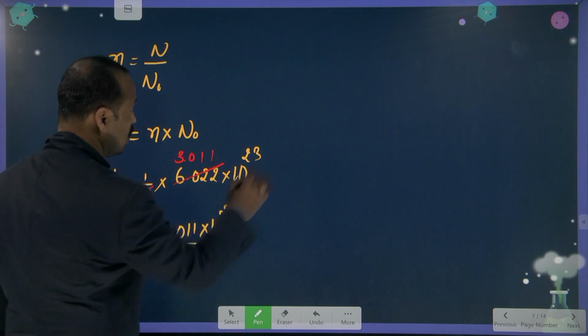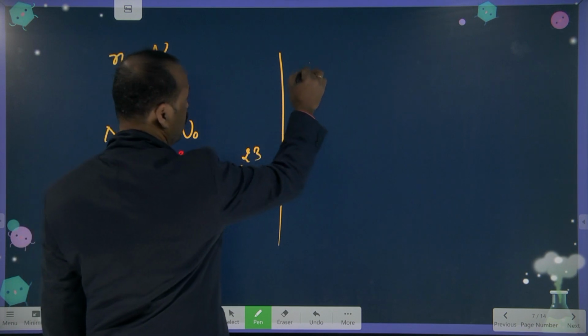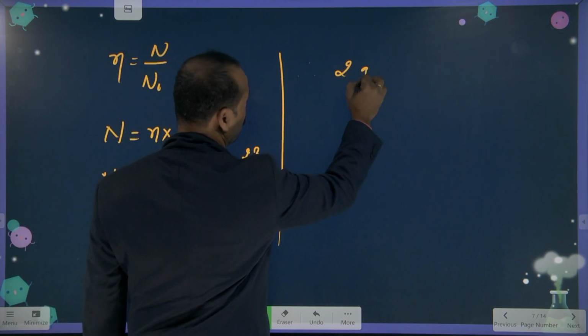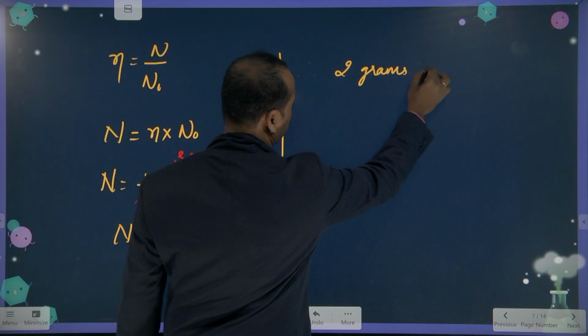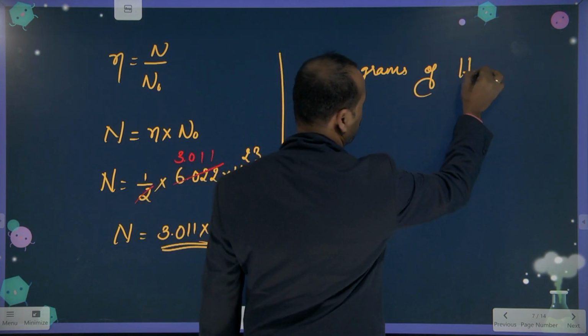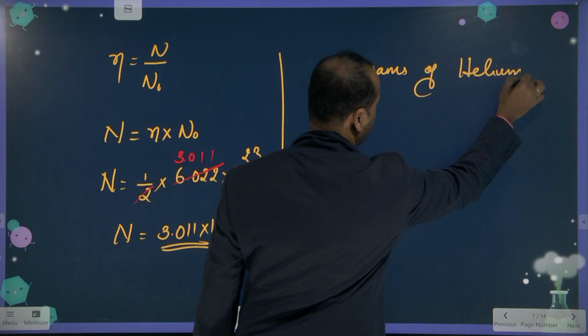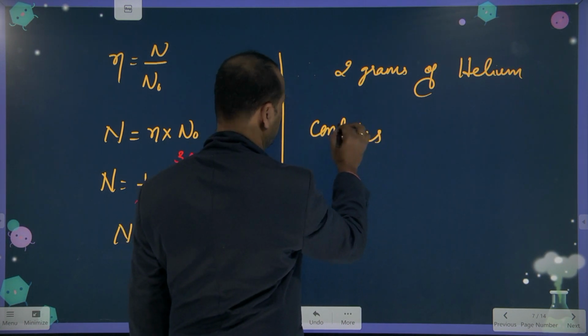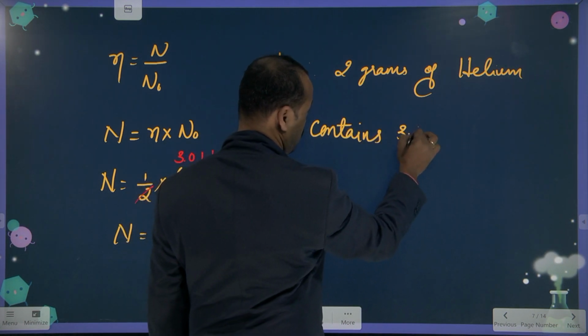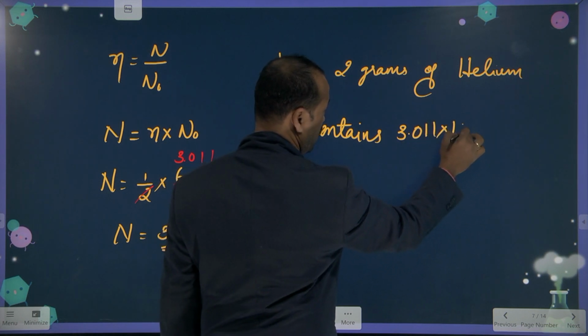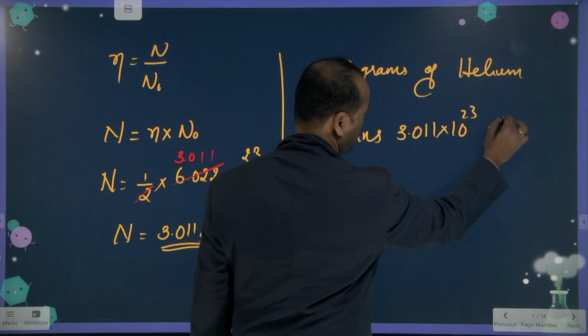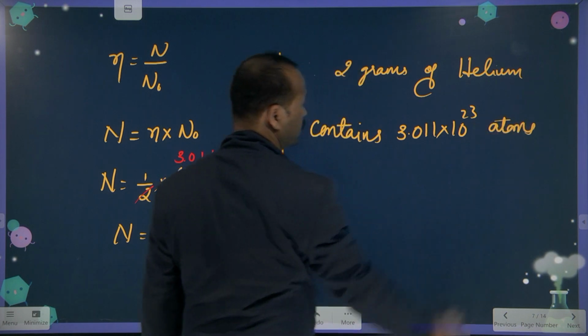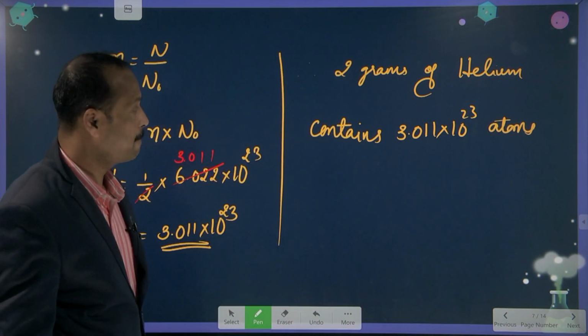So the meaning is what? Therefore, 2 grams of helium contains 3.011 into 10 to the power of 23 atoms. That's all. Is it clear to you?